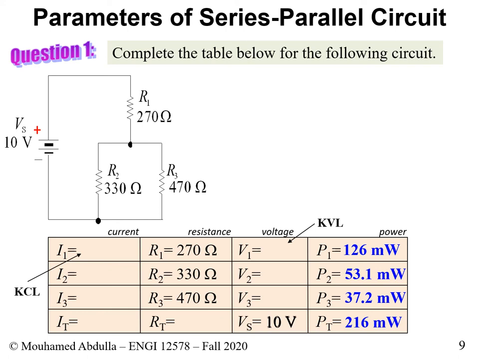This is a type of question that we've seen before, where we provide a circuit and we're asked to fill in a related table with the different parameters and measurements around the circuit for the different components. So in this column, we ask you to find the different currents through the different resistors that you have, the total resistance, the voltage across the different components, and the power dissipated by the different resistive components that you have.